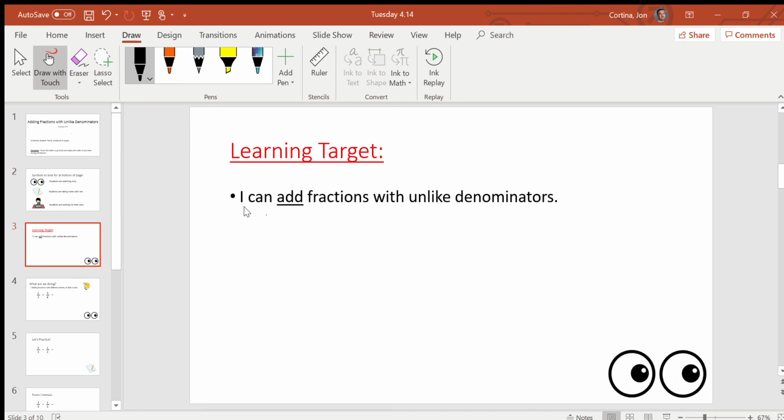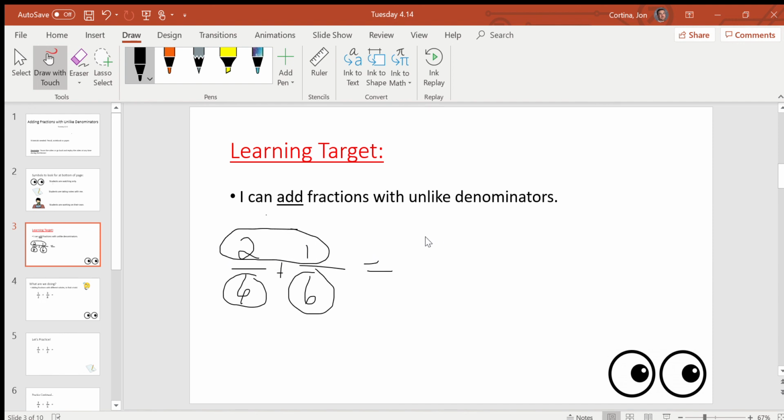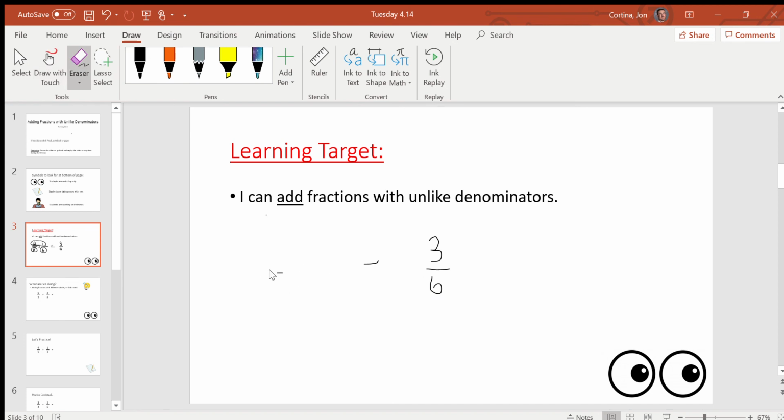Today's target is I can add fractions with unlike denominators. You guys have had a lot of practice adding fractions with like denominators. For example, if you have a fraction 2/6 plus 1/6, you know that when the denominators are the same, 6 and 6, you can just add across the top. And that will give us 3/6. But today, we're going to work on adding fractions that are unlike.